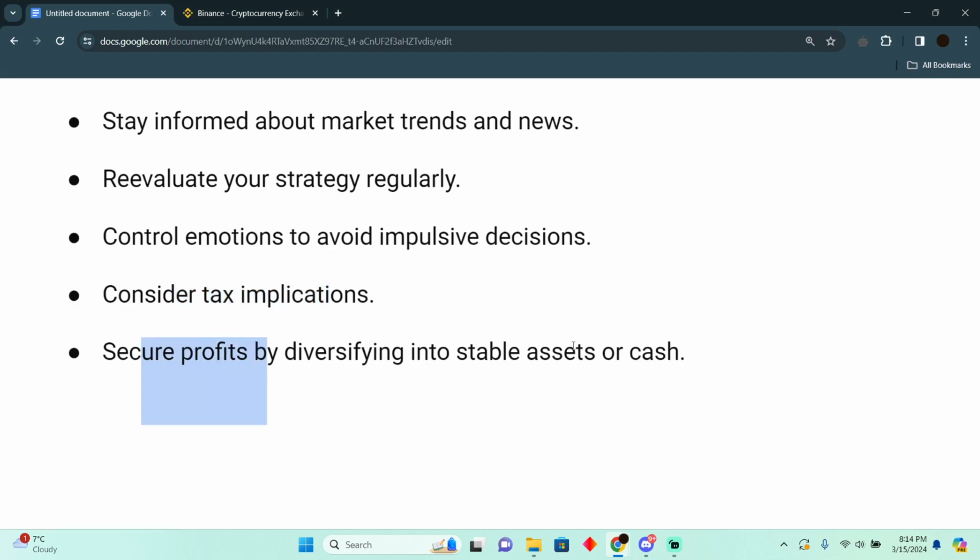Secure profits by diversifying into stable assets, which means just diversify and invest in the coins or currencies which are more stable. So that's pretty much it. That's how you'll be able to do it.